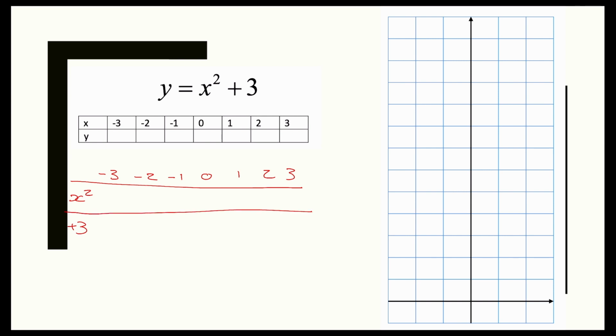The first term we are going to focus on is the x squared. What this means is that we are squaring each of our x values. Minus 3 squared is 9. Minus 2 squared is 4. Minus 1 squared is 1. 0 squared is 0. 1 squared is 1. 2 squared is 4. 3 squared is 9. Next we look at our plus 3. Since there isn't an x next to the plus 3, we can fill this row in with plus 3.